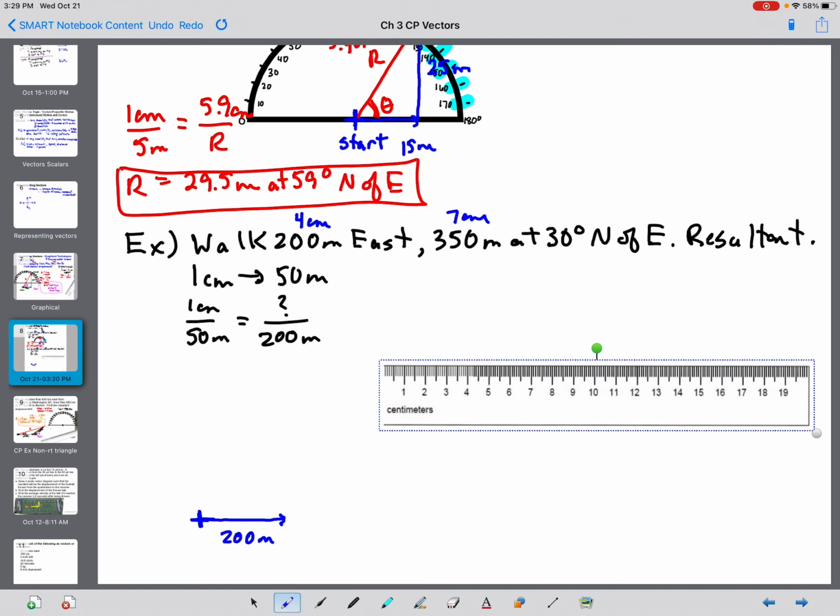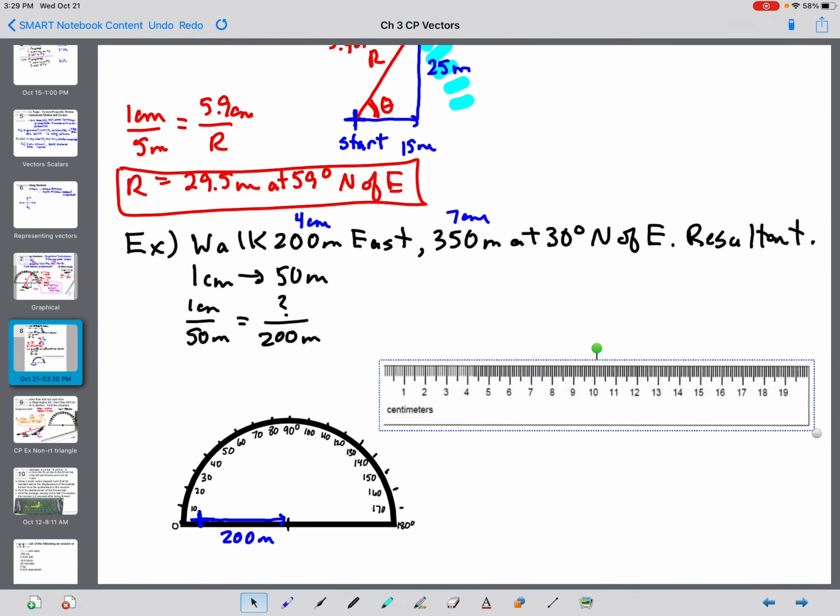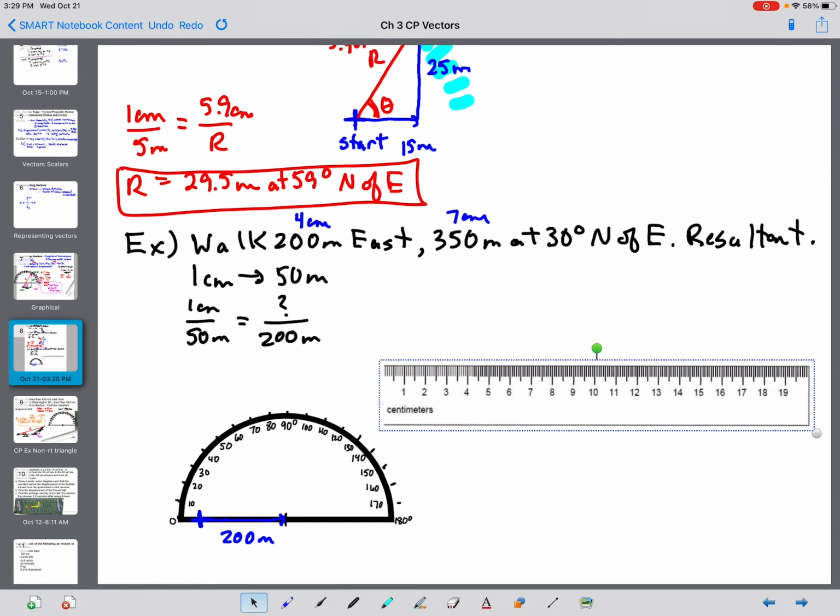Now the next thing we need is a vector at a 30-degree angle, which means we're going to need to pull our protractor down. I'm going to put it right there. And now I'm going to mark out where 30 degrees is. 30 degrees from east, and east would be right along this direction. So 10, 20, 30 up from there. 30 degrees would be in this direction.